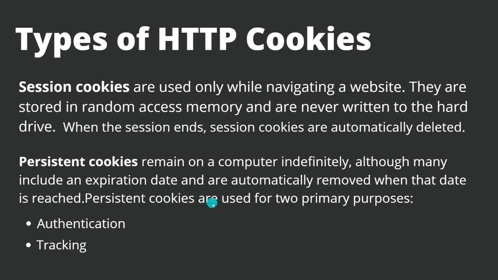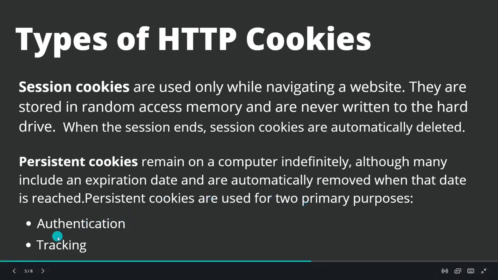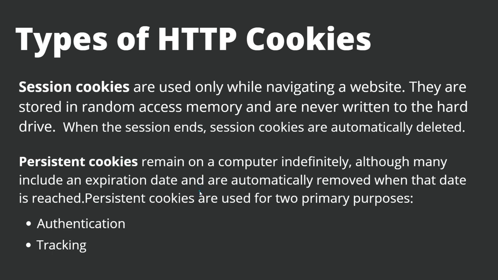Persistent cookies are used for two primary purposes. The first is authentication and the second is tracking. These cookies are generally stored on the hard drive for a specific amount of time based on the expiration date set in the cookies. These cookies are used for authentication. For example, when you log in to a website, there is an option for remember me. So whenever you log in to a website, you don't have to put in a username and password.